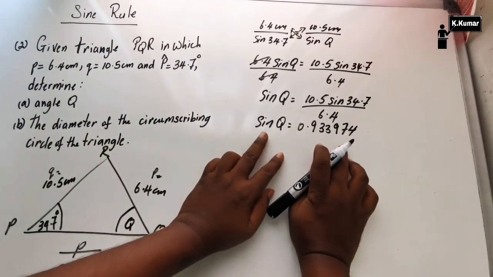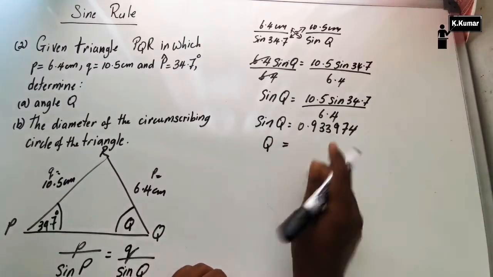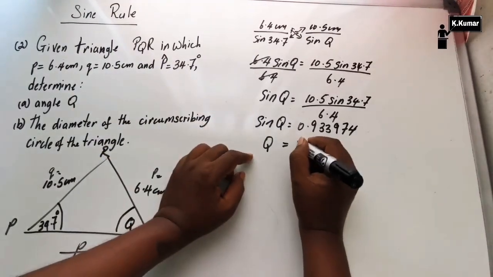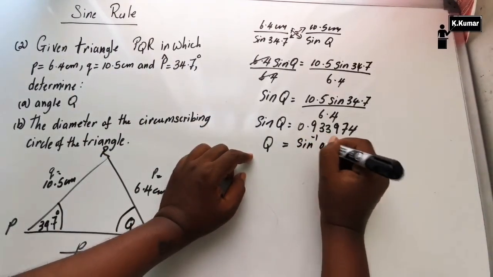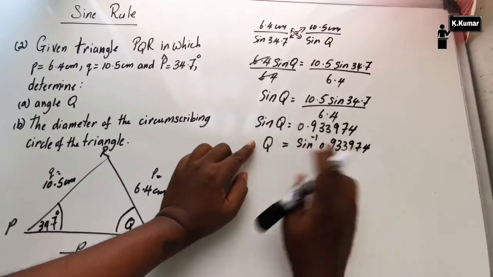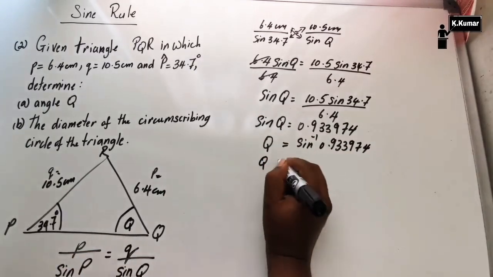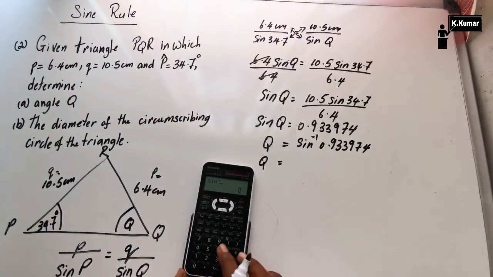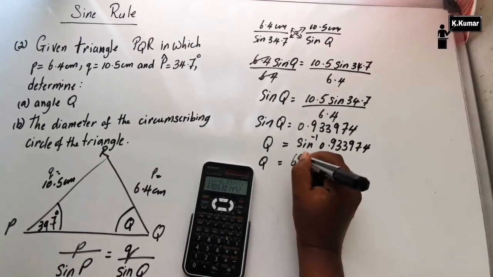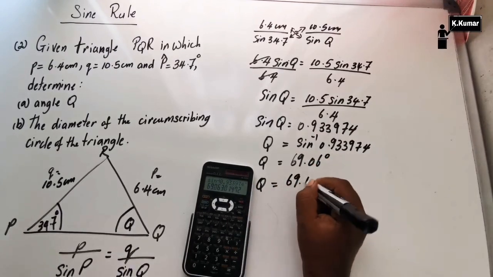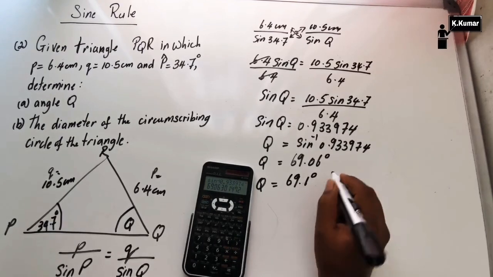Now we want Q, not sine Q. So remember we said, due to laws of indices, when the sine goes across, it turns into the inverse. We end up with sine inverse of 0.933974. So Q is equal to, to get the inverse, we press second function sine, and then we put in 0.933974, and then you press equal. Q is equal to 69.06 degrees. Q is equal to 69.1 degrees to 1 decimal place.